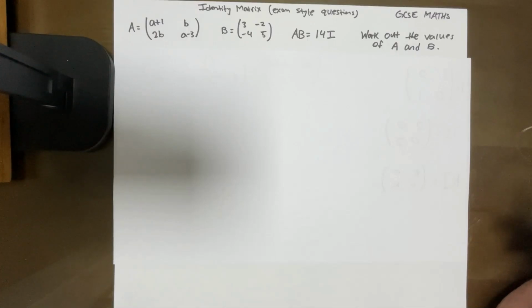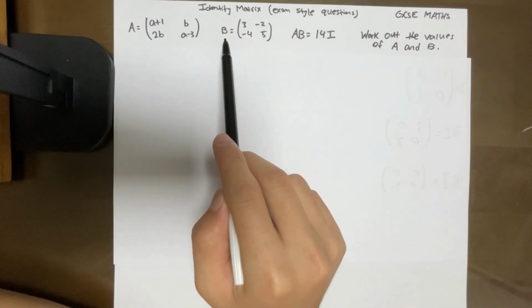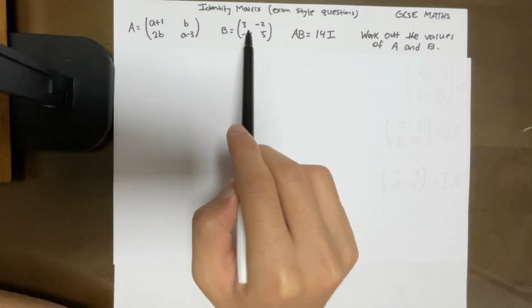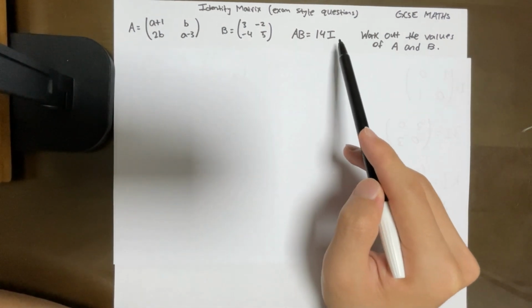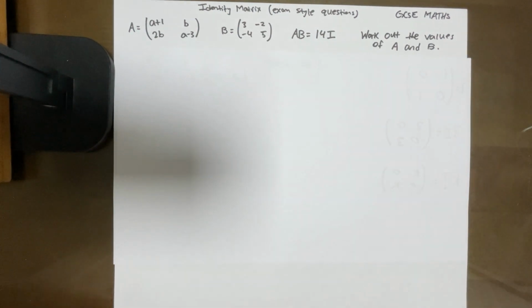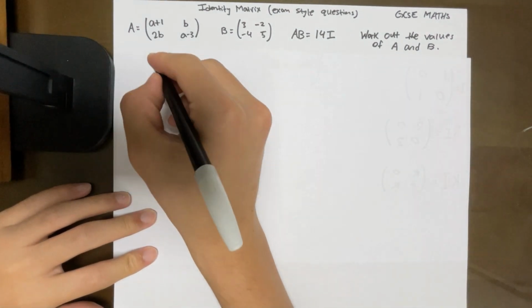All right, some harder exam-style questions on the identity matrix. A is (a+1, b; 2b, a-3), and B is (3, -2; -4, 5). And AB, meaning A and B multiplied together, is equal to 14I, 14 times the identity matrix. Work out the values of a and b. So first of all, we're going to have to calculate A multiplied by B.